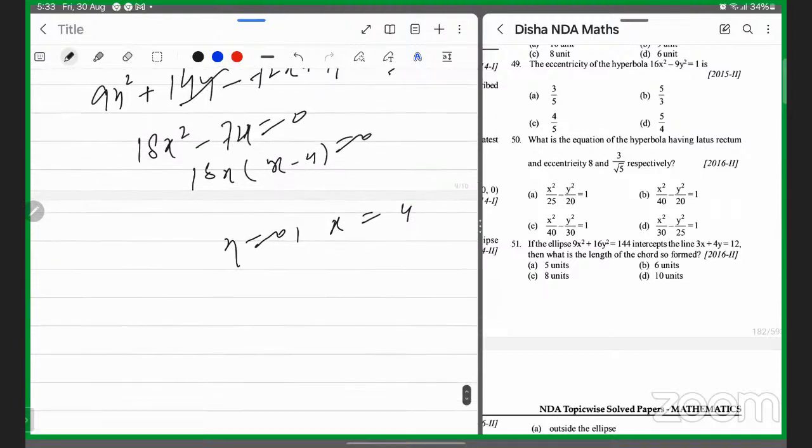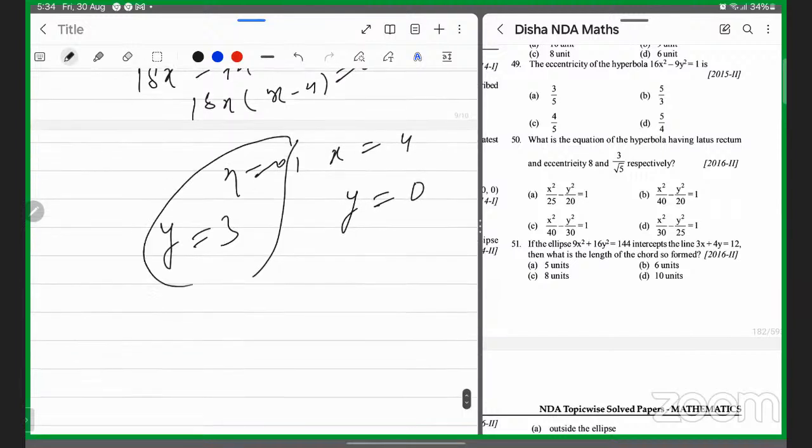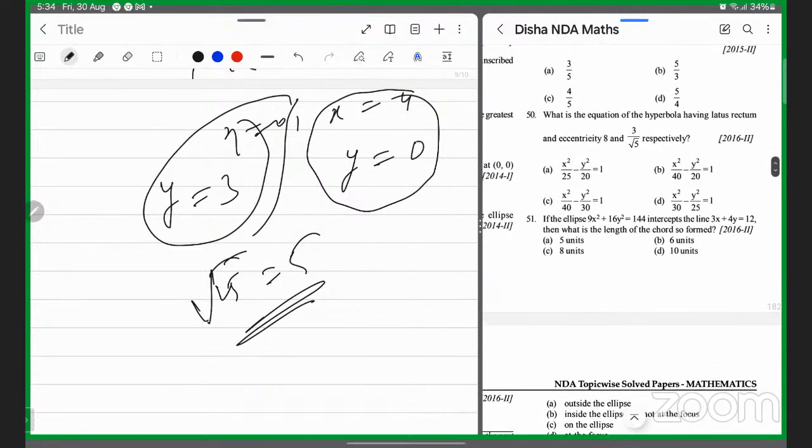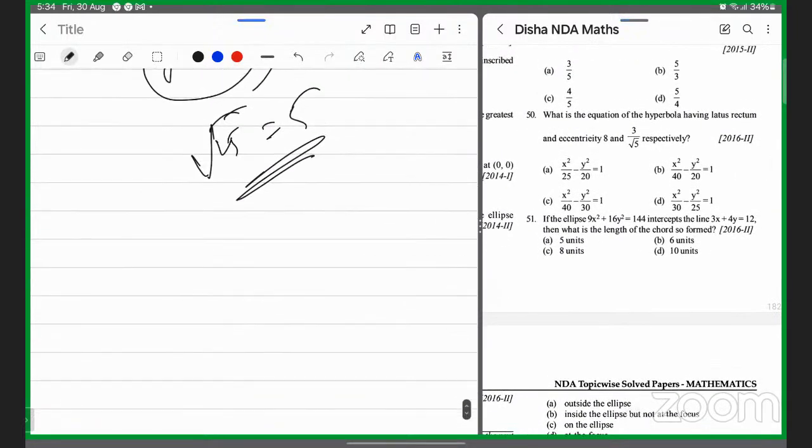For x equal to 0, you will get y equal to 3. For x equal to 4, y equal to 0. Understood? So this is the first point. This is the second point. Understood? Use the distance formula, x minus x1 whole square; the answer is 5. Understood? Then solve 50. Hurry up.